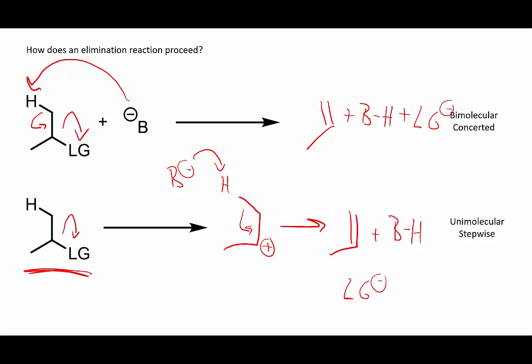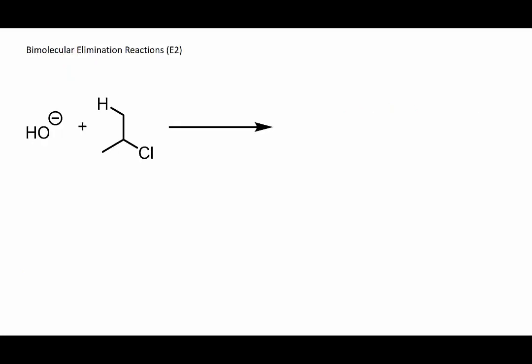So let's talk specifically about a bimolecular elimination reaction. Again, drawing the mechanism really quick, this hydroxide will abstract a proton, forming a new pi bond and kicking off the leaving group. So let's draw the products. We have our alkene, we have water, and we have a chloride ion.